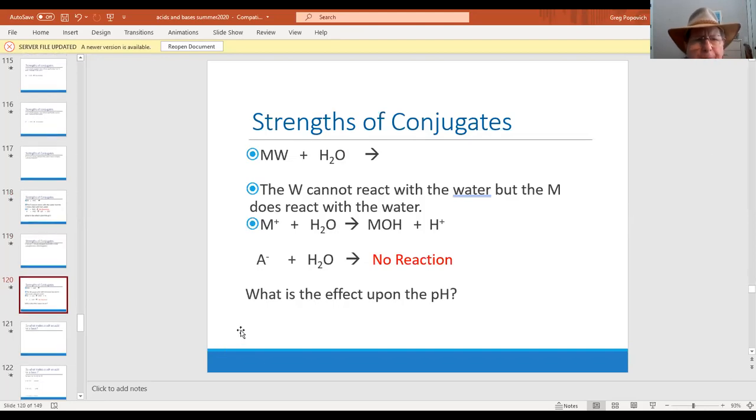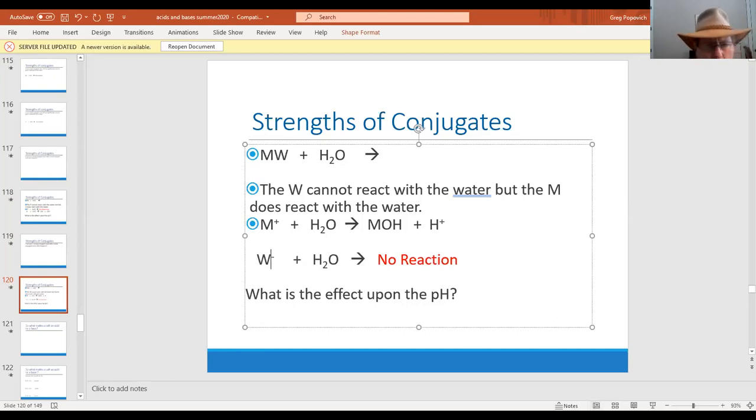If I do the opposite and I have a strong conjugate acid and a weak conjugate base, I generate H+. So if I have MW, my M+ reacts with water to make H+, my W- doesn't react. My pH decreases.